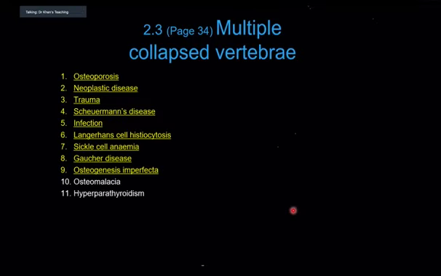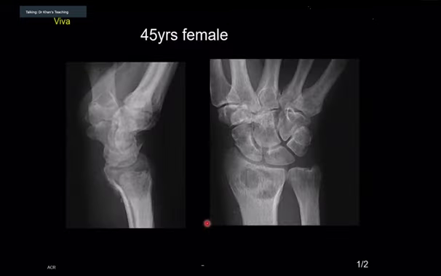So this is multiple collapsed vertebrae. The differential diagnosis includes infection, and the key finding in infection is that the intervertebral disc is gone. Yes, please.